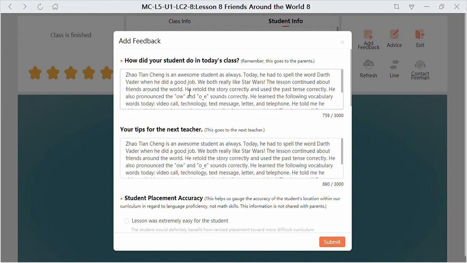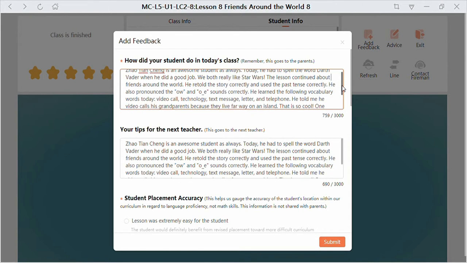You want to build rapport with the students. So I always try to mention one of their hobbies or one of the things they like to do. Me and him, we both really connect. We like Star Wars. So today I had a little Star Wars 10 that I had, and I did the Star Wars sound effects, and he had to spell the word Darth Vader when he did a good job. And then I usually, after that, I will talk about what the lesson was about.